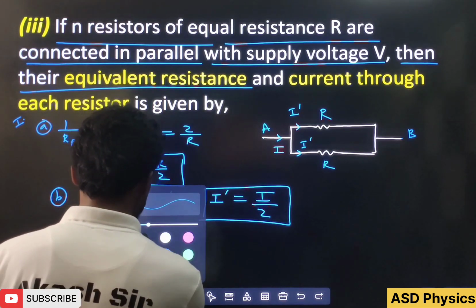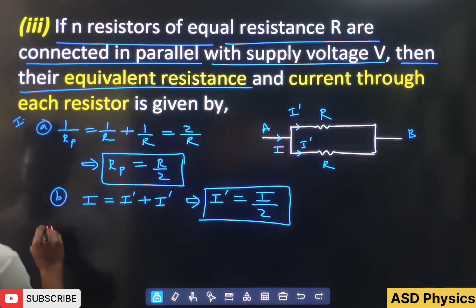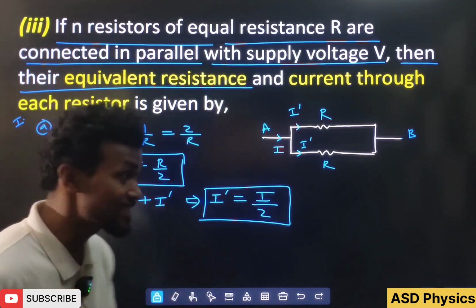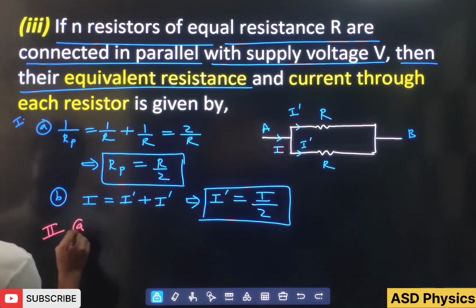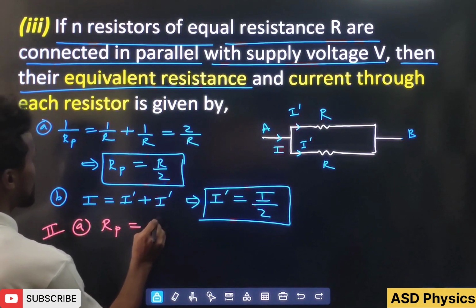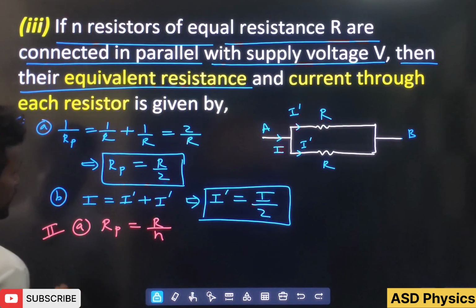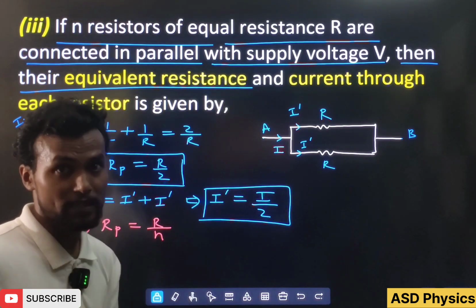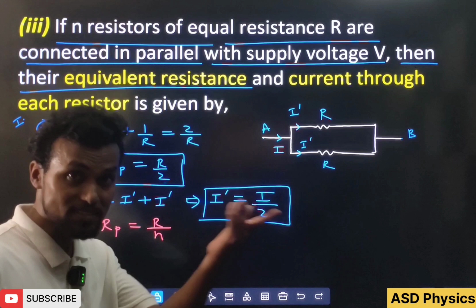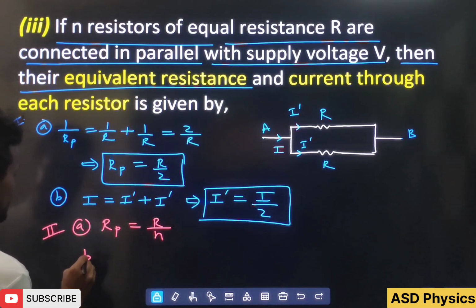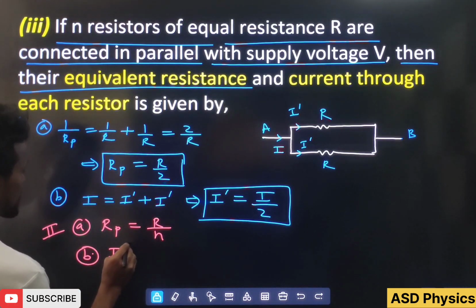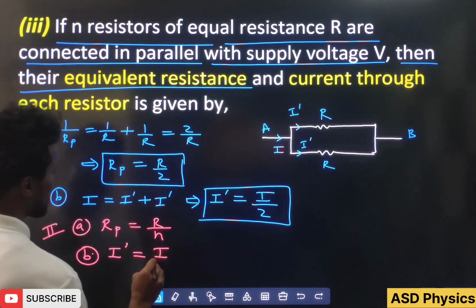Okay, but students, if we do it for n resistors, n resistors in parallel, remember that Rp will come to R by N. Three resistors in parallel means R by 3. Four resistances in parallel means R by 4. In the same way, the current I dash will become I by N.